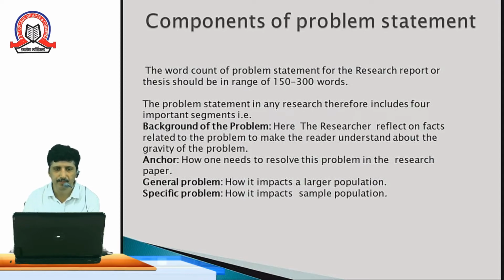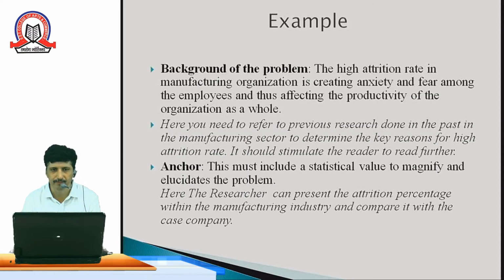First is background of the problem. Here the researcher reflects on facts related to the problem to make the reader understand the gravity of the problem. Then anchor: how one needs to resolve this problem in the research paper. Number 3, general problem: how it impacts a larger population. Number 4, specific problem: how it impacts a sample population.